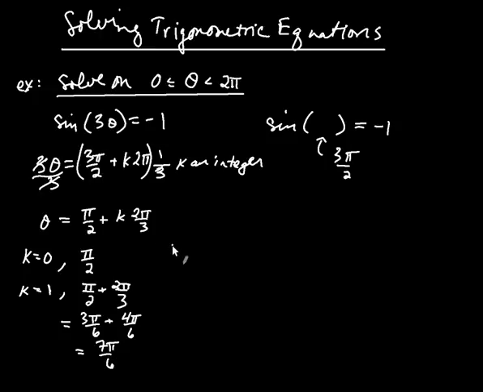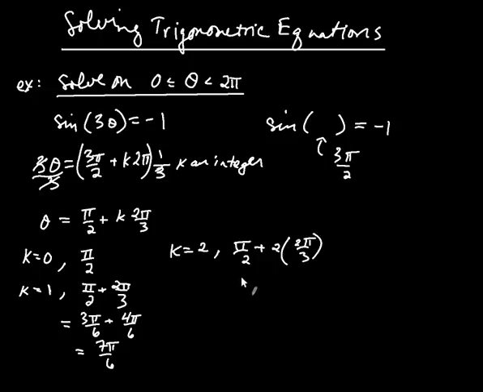Let's try another one. Let's go on to k equal to, how about 2? So when k is 2, what do I get? Well, I still have my pi over 2, and now I'm going to add plus 2 times 2 pi over 3.